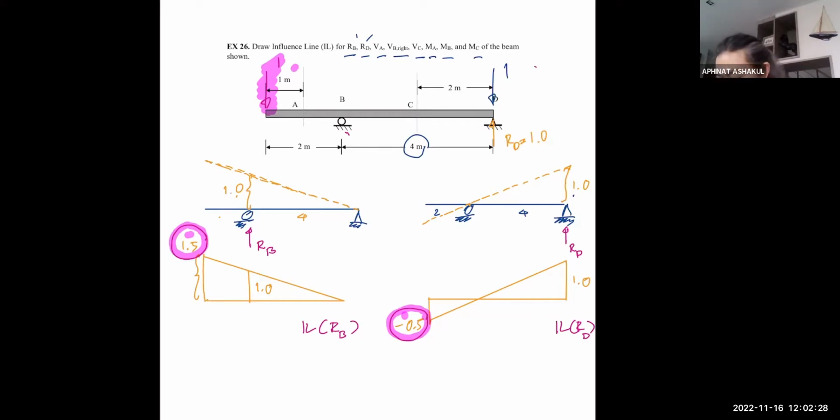Every time, when my unit load moves to B, my RB is now 1 and my RD is 0. So sigma Fy is correct. And again, when I move this here, now my RB is 0 and my RD is 1. So sigma Fy must always be correct as well.